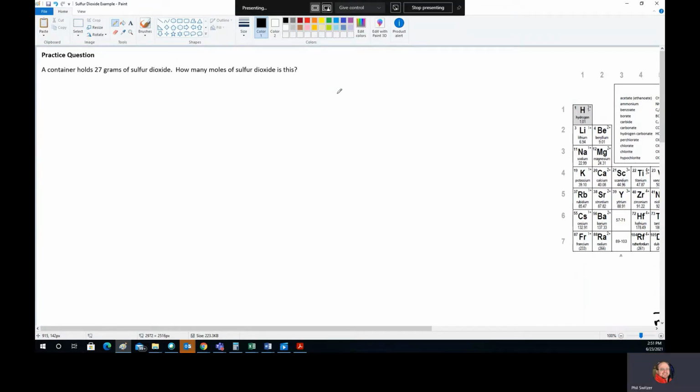Ice Science 10. So let's look at this practice question together. A container holds 27 grams of sulfur dioxide. Okay, must be like a gas canister. How many moles of sulfur dioxide is this?